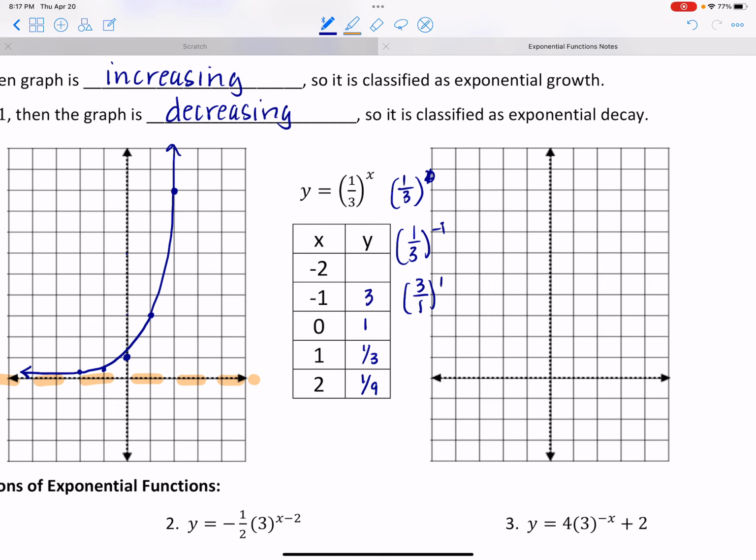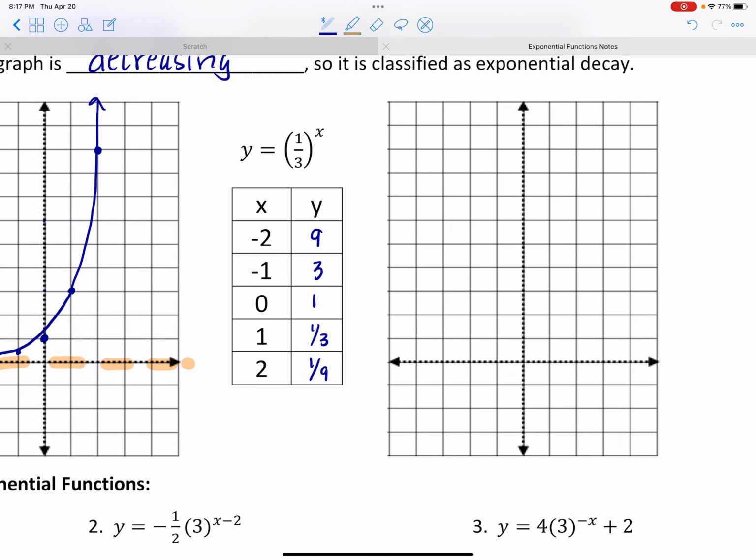And then to the negative second would be 3 over 1 to the positive second, which would be 9. So we see the outputs here flipped from the table that we just did. So as the exponents get smaller in this case, our values are going to grow, but as x gets larger, they decrease infinitely. They're going to get infinitely close to 0. So this direction, as x approaches negative infinity, our outputs, our y's, our function is going to approach positive infinity.